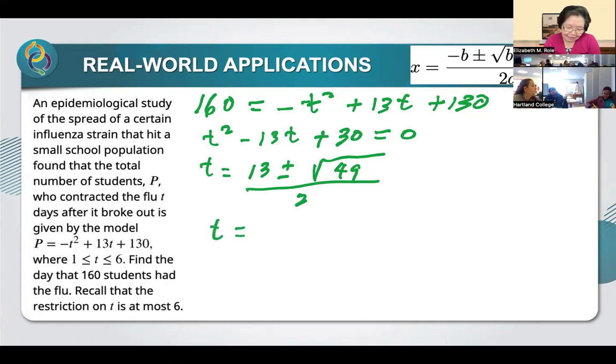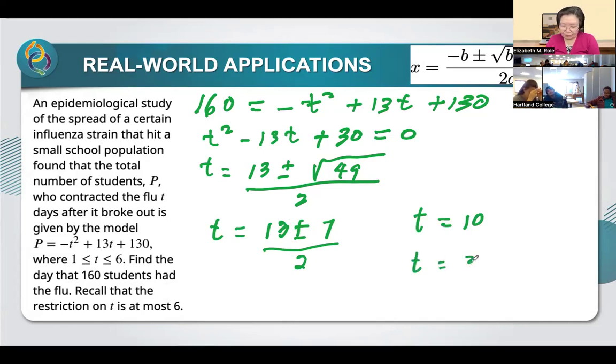So now let's say t is equal to 13 plus or minus 7 over 2. Okay. So now 13 plus 7 over 2 is 10. You can have t is equal to 10. 13 minus 7 is 6 divided by 2. You'll have t equal to 3. But we said your answer should just be t is equal to 3 because this model is only for days 1 to 6. Another model will be used for more than 6 days. But this is very specific for days 1 to 6.